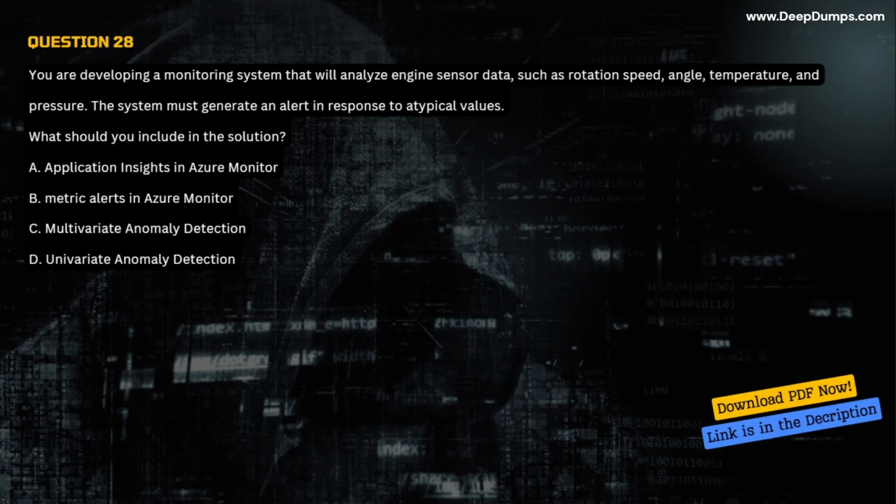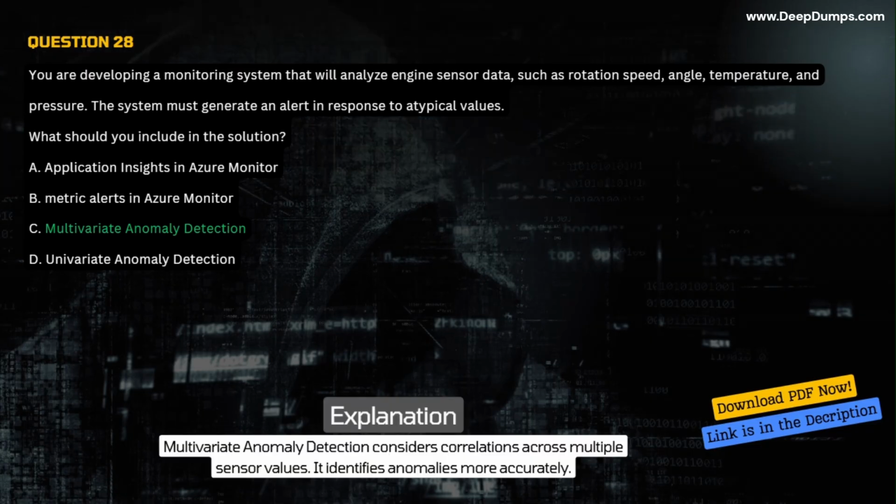What should you include in the solution? A. Application Insights in Azure Monitor. B. Metric alerts in Azure Monitor. C. Multivariate anomaly detection. D. Univariate anomaly detection. Correct answer C. Multivariate anomaly detection. Explanation. Multivariate anomaly detection considers correlations across multiple sensor values. It identifies anomalies more accurately.